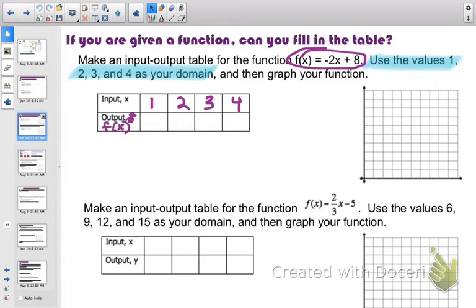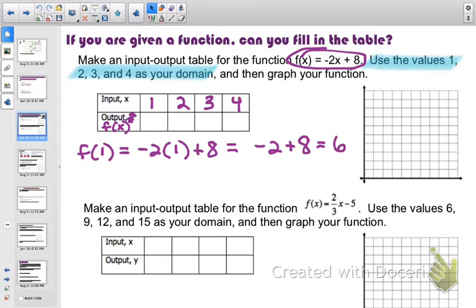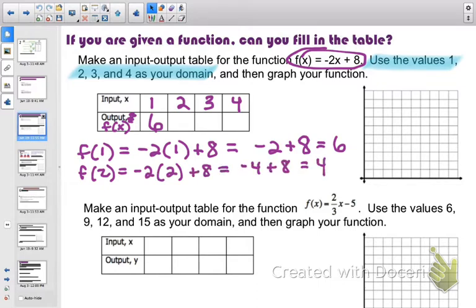So y and f of x are the same thing, so we can change y to f of x for this. If we plug in 1, we have to plug in 1 every time we see an x. Negative 2 plus 8 gives me positive 6. There's my output. Let's do it again for an input of 2. Plug in 2 for x this time. I end up with negative 4 plus 8, which is positive 4.